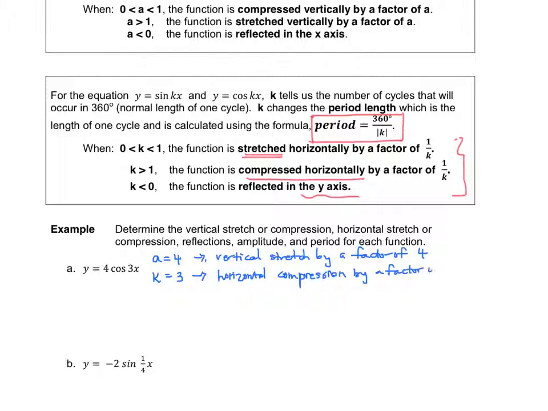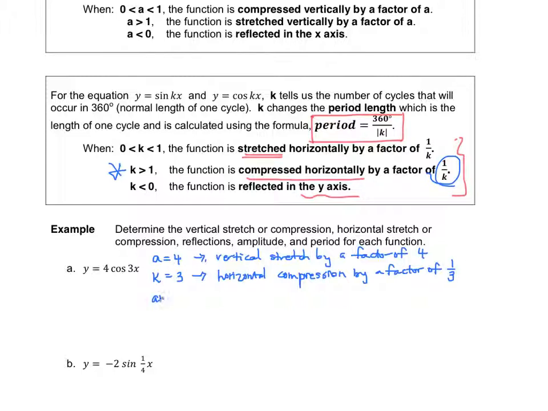by a factor of, and here's where we will not say by a factor of 3, we will say by a factor of 1/3. So if you look above in the chart for the k value, notice it says if k is greater than 0, the function is compressed horizontally by a factor of 1 over k. So since k was 3 here, it's compressed horizontally by a factor of 1 over 3. There are no reflections happening here.